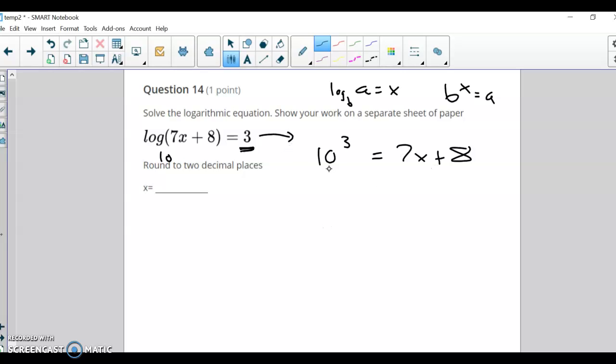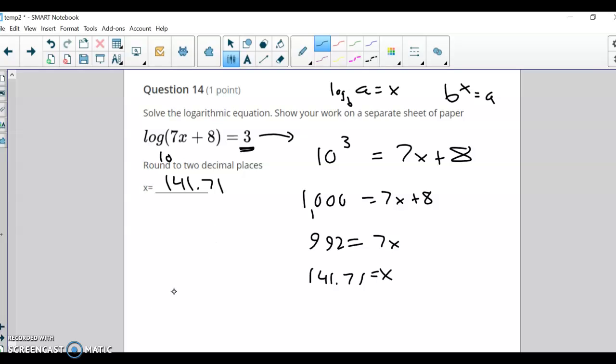Okay, now it's easier to find x because 10 to the third, it's got 3 zeros, right? And then just solve that. So minus 8, divide by 7. Okay, and we get, I think it's like 141 point something. We just get 141.71.